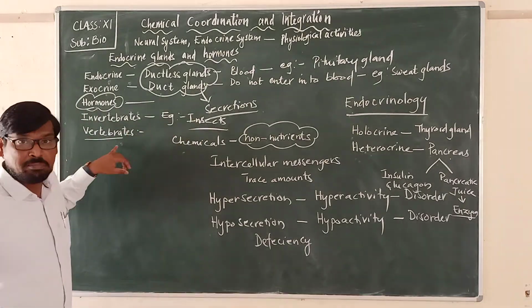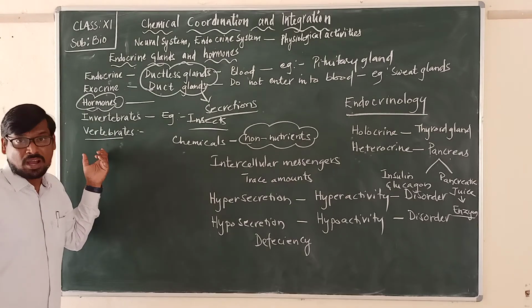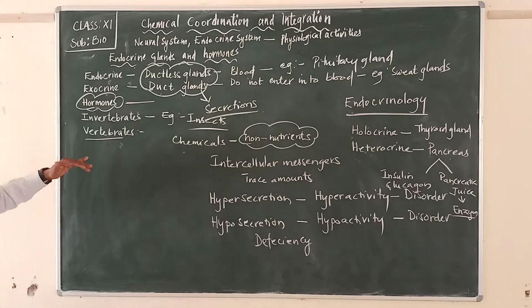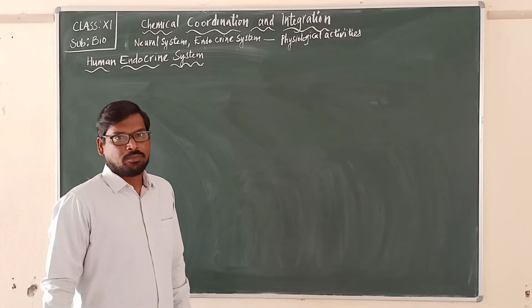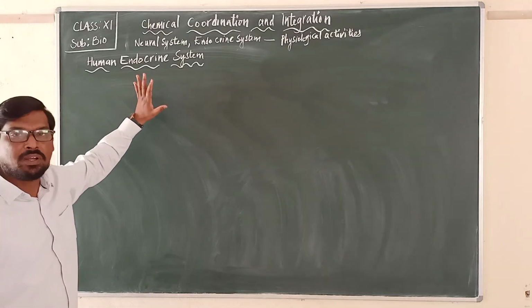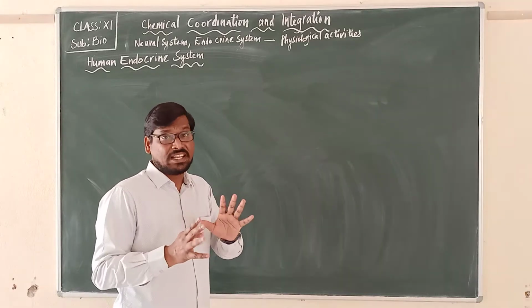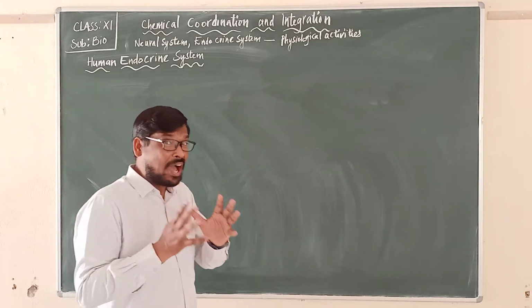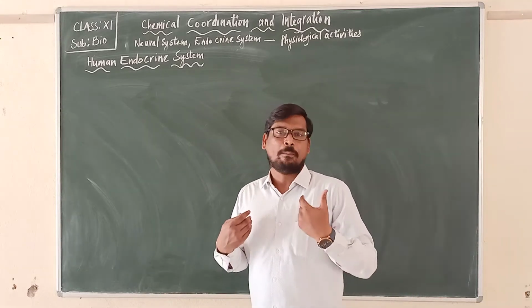So here we have to remember that invertebrates produce only some hormones, whereas vertebrates produce more hormones. So here we are going to discuss the hormones that are produced by humans. Now we are going to look at the human endocrine system. In this chapter we are going to discuss in detail the hormones that are produced from the endocrine glands present in our body.